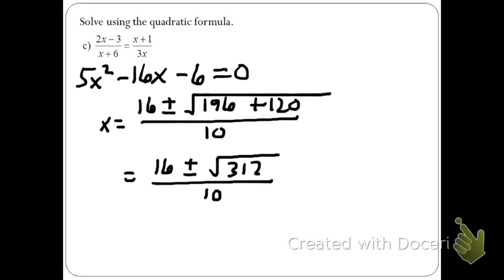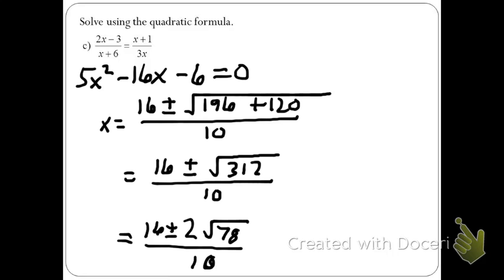Now, I've talked about a couple times how we want to simplify the radicals once we get to this stage, and then simplify the fraction if we can. And this is a radical that simplifies even though 312 itself is not a perfect square. So what we're going to need to do is find a factor of 312 that is a perfect square, and it turns out that the only such factor is 4. Alright, and so I think because we talked about how to simplify radicals, you'll understand where I'm getting this next step from. We can simplify that to 16 plus or minus 2 square root of 78 over 10.